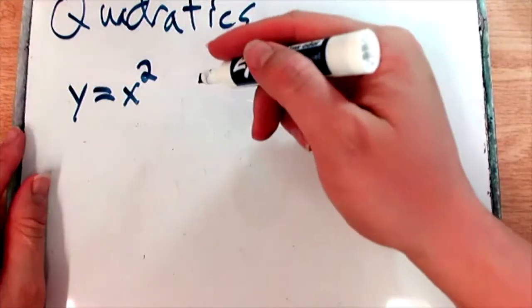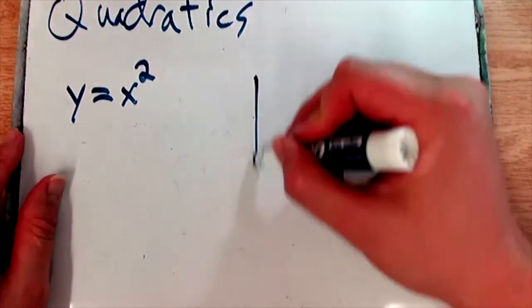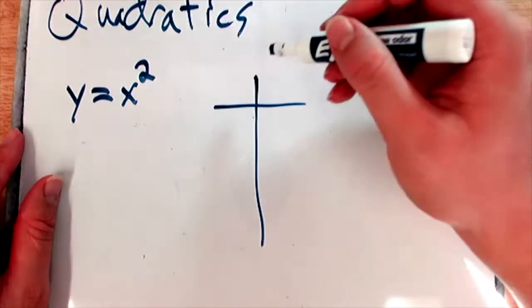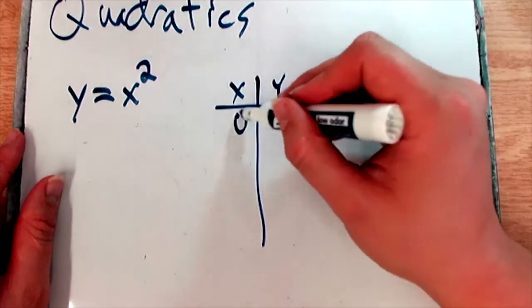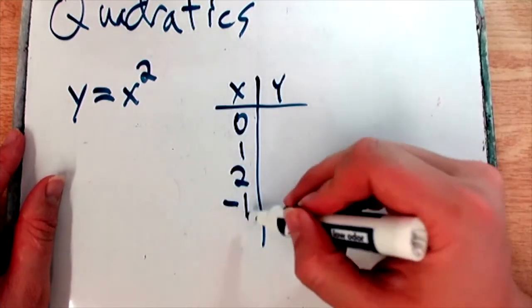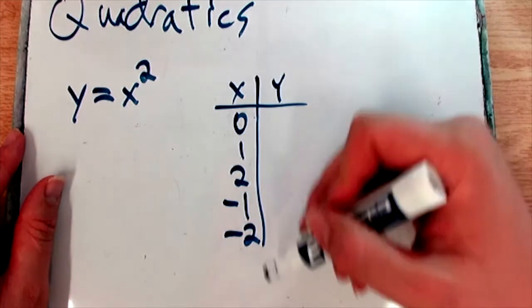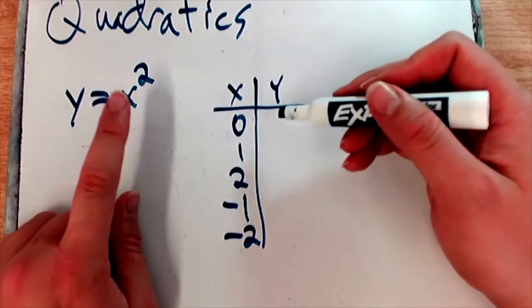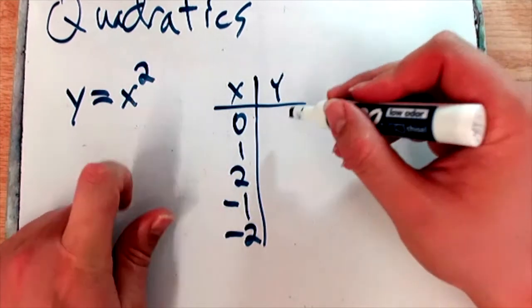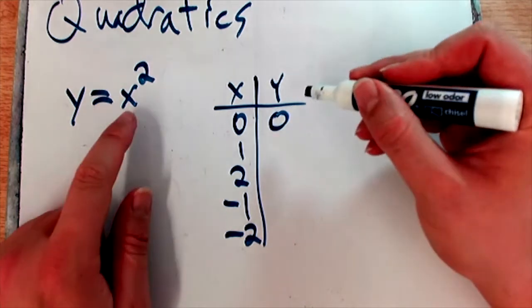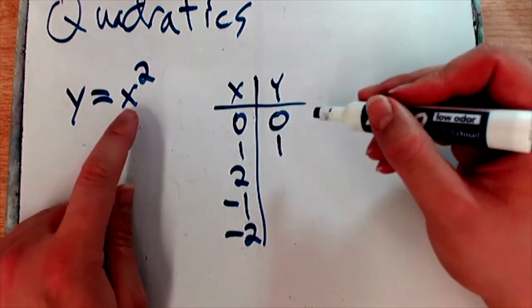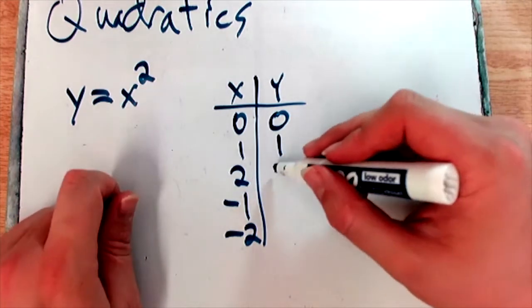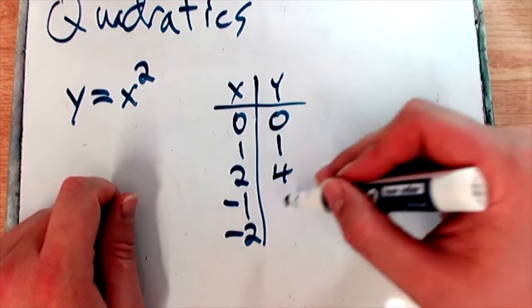So y equals x squared. We can do a t-chart here. And so we've got x and y. Now, if x is 0, 1, or 2, -1, -2, those are always the values we choose. When x is 0, 0 squared is 0, y is 0. When x is 1, 1 squared is 1. When x is 2, 2 squared is 4. This is where some stuff starts happening.